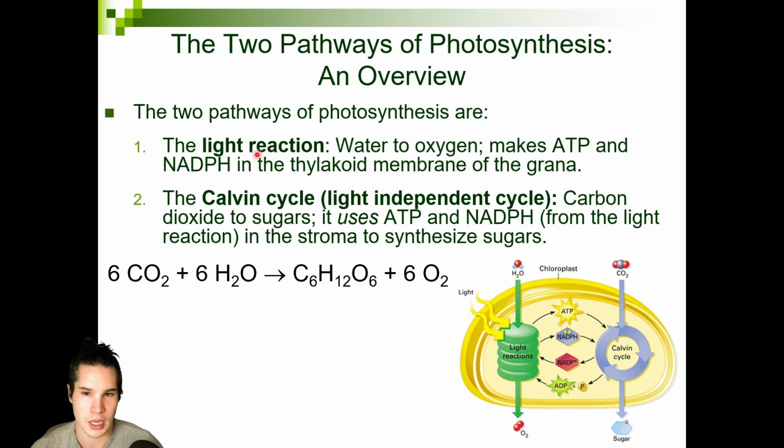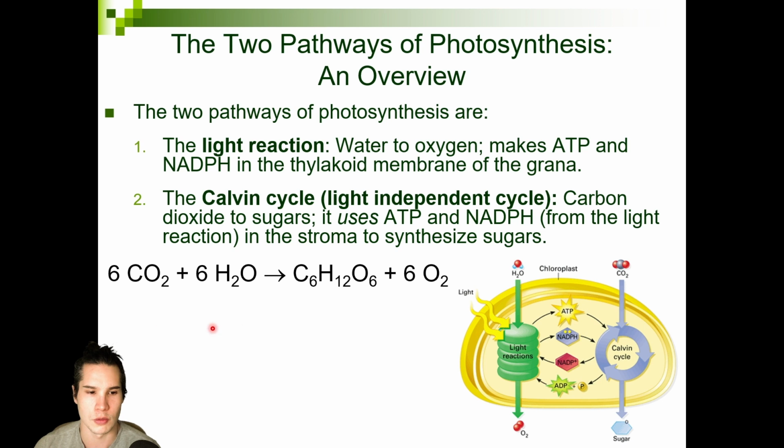Now again, during the light reaction, you're making ATP and NADPH, both energy-rich molecules. Those energy-rich molecules are actually used in the Calvin cycle, or the light-independent cycle. So during the Calvin cycle, what's going to happen is carbon dioxide from the atmosphere is going to be spliced together to make sugars. So this uses the ATP and NADPH from the light reaction.